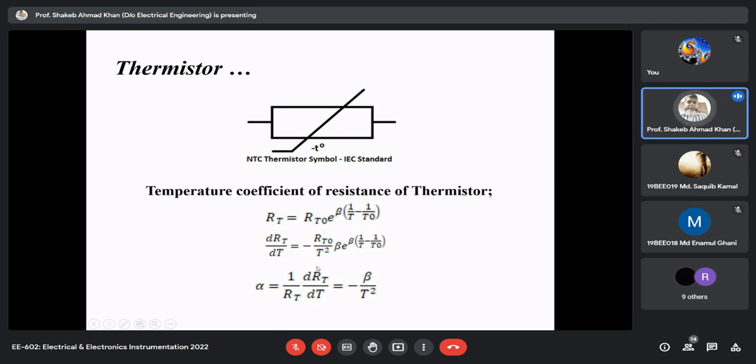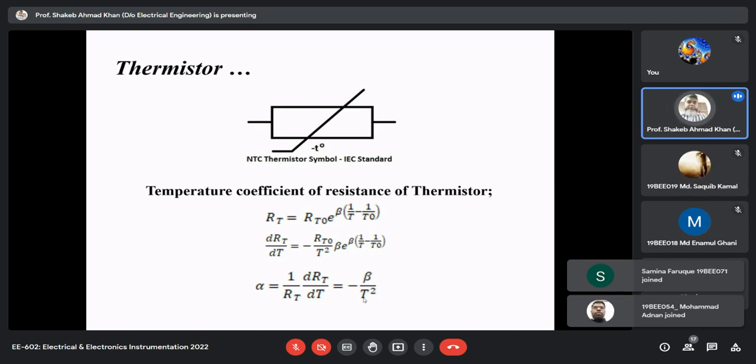So finally your alpha in this case is equal to minus beta upon T square, and you can see that this minus sign says that it has a negative temperature coefficient. You are automatically getting this negative sign. So alpha is equal to minus beta upon T square, where beta is in Kelvin and T is also in Kelvin. If anybody has any query regarding this small derivation, you can ask, please.